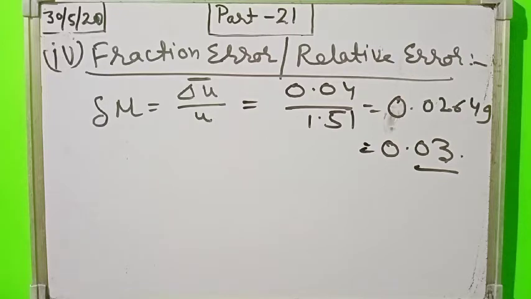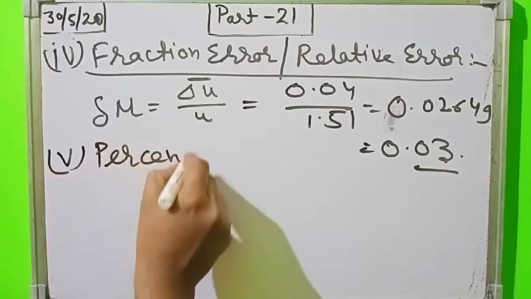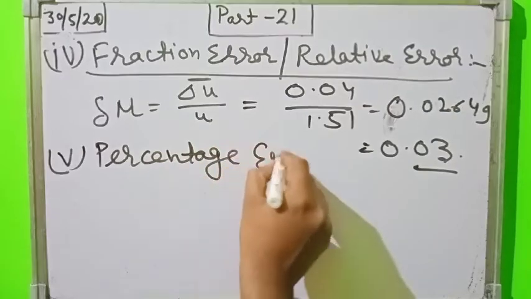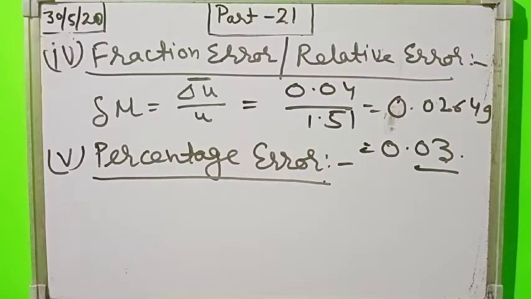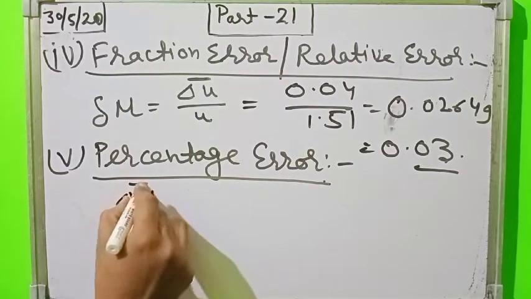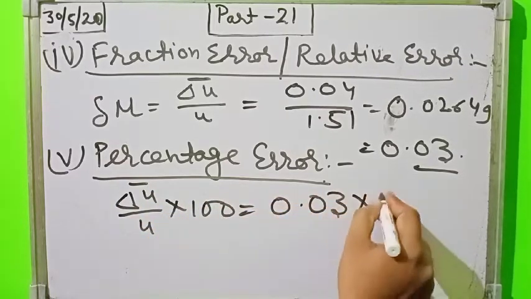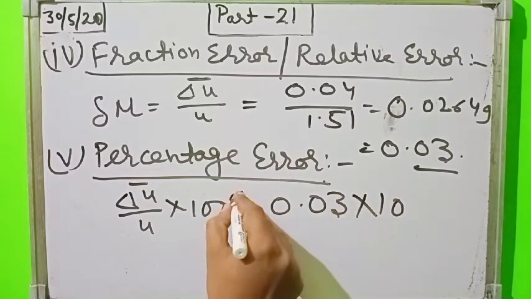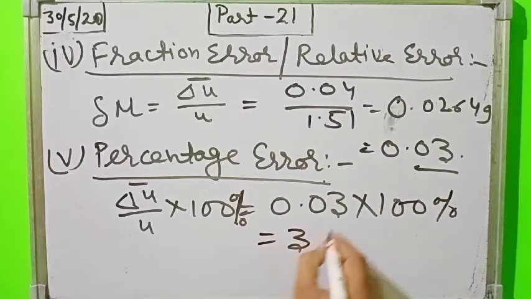Now, percentage error. This percentage error is the relative error del mu upon mu into 100, that is equal to 0.03 into 100 percent, and it is equal to 3%. Percentage error is equal to 3%. So all these errors we have calculated.